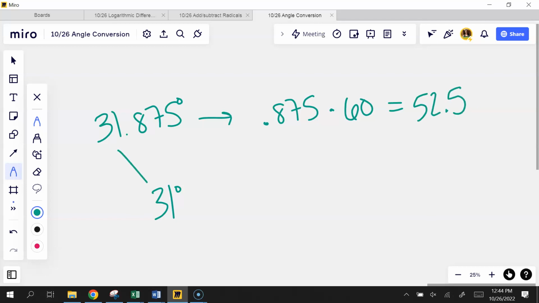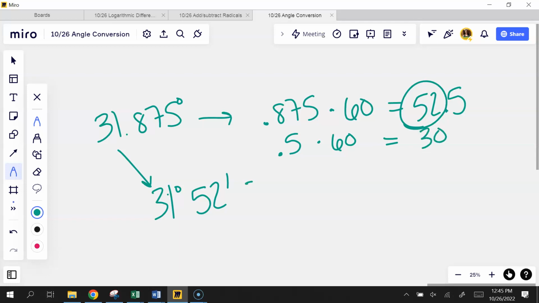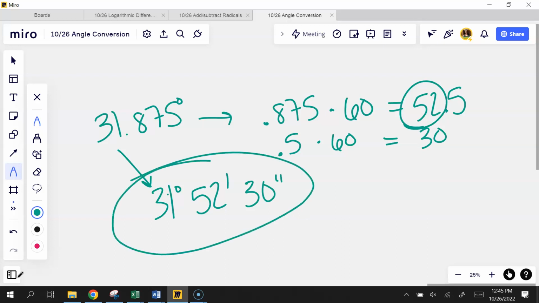because we took the whole degrees off, and now we're looking for the minutes and seconds. So what this tells me is 31 degrees, 52 minutes, and now I take this decimal that's left and multiply that by 60. What's half of 60? 30. There you go. It's really not hard. It's not a hard concept.